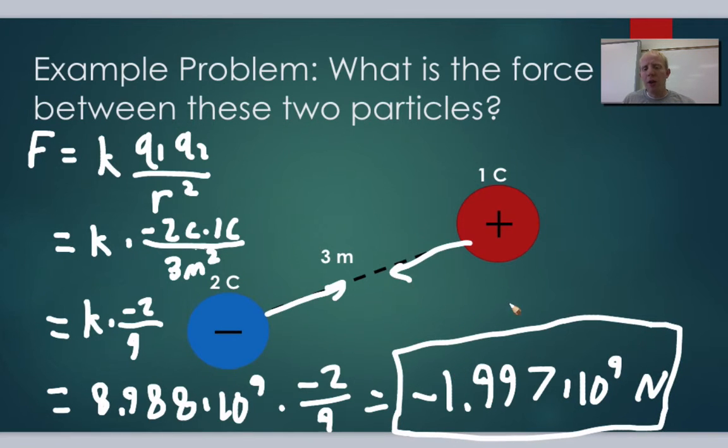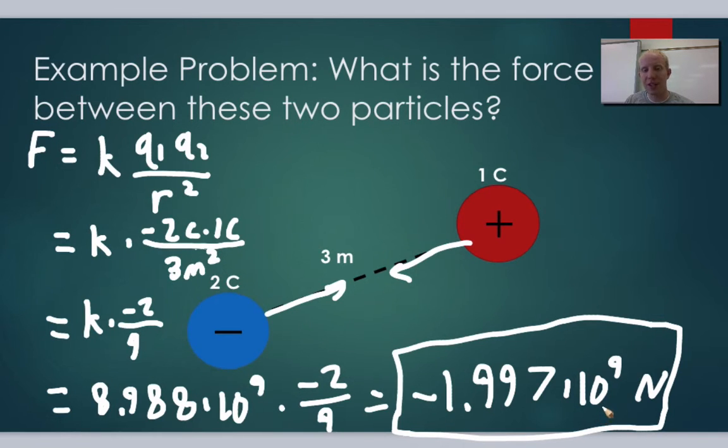I want you to notice a couple of things really quick. First of all, notice that this is a negative force. Does that mean it's behaving in some weird way, because we never had negative forces before? It doesn't mean that at all. All it means is that these are moving towards each other. The force is towards each other. It's a force of attraction rather than a repulsion. If you ever end up with a negative, that's what it means.